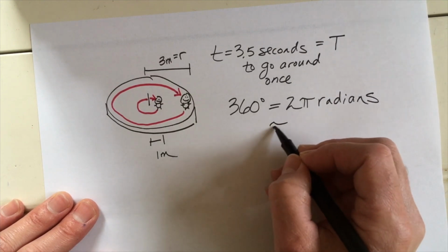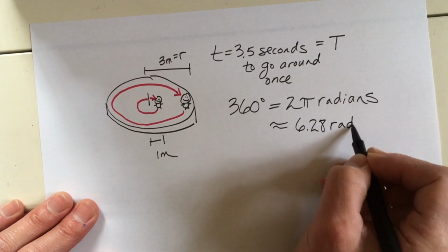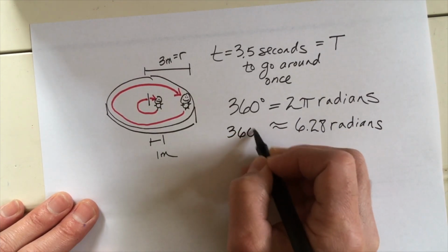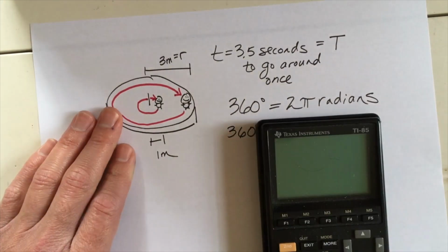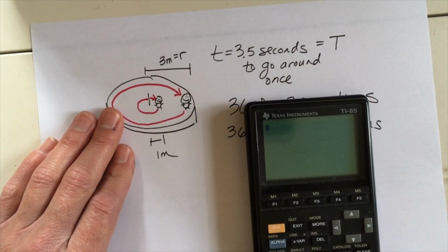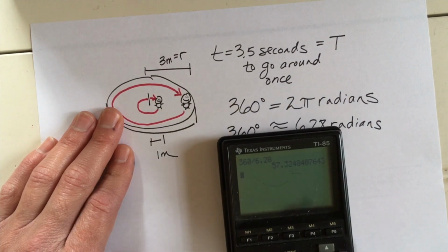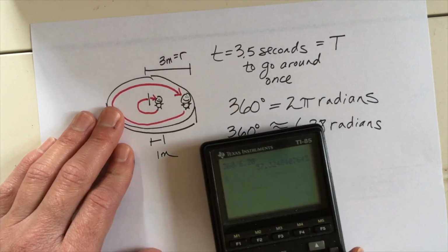2 pi is approximately 6.28. So 6.28 radians is approximately equal to 360 degrees. So what the heck is a radian? Well, if we divide 360 by 6.28, we can see that 1 radian is approximately 57 degrees.